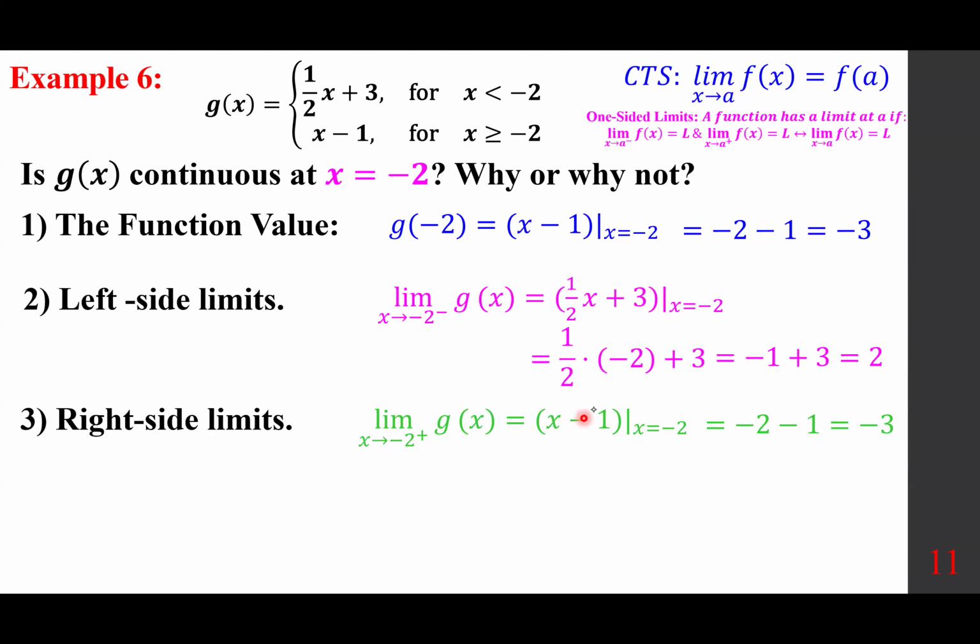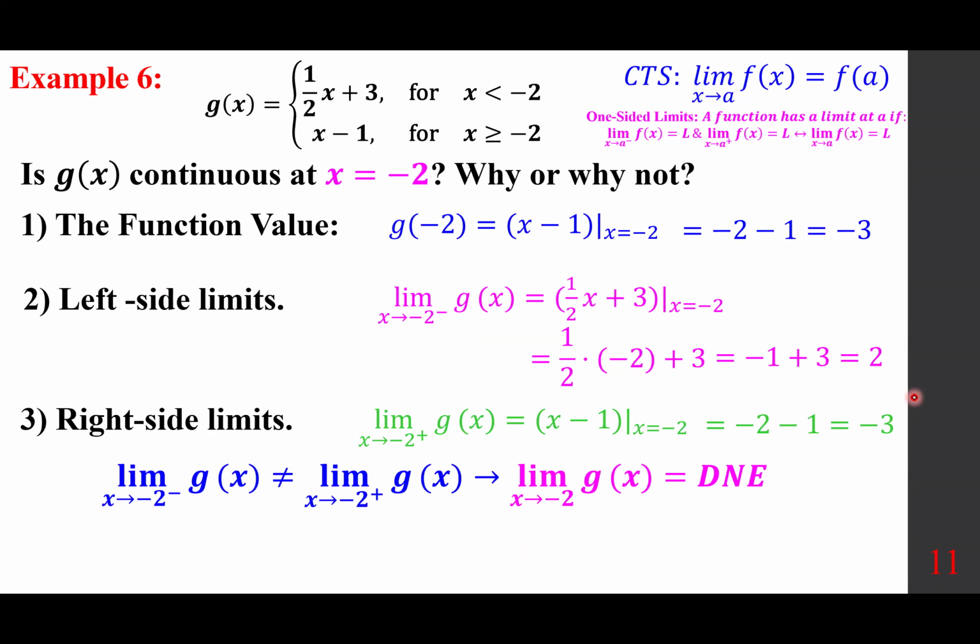As you can see, the left and right side have different limits. The limit doesn't exist. The limit of g of x as x approaches -2 from the left is not equal to the limit of g of x as x approaches -2 from the right. Therefore, the limit of g of x as x approaches -2 does not exist. And therefore, g of x is not continuous at x equals -2.